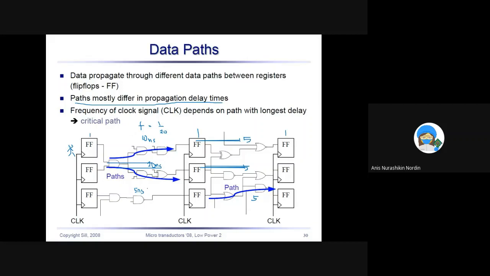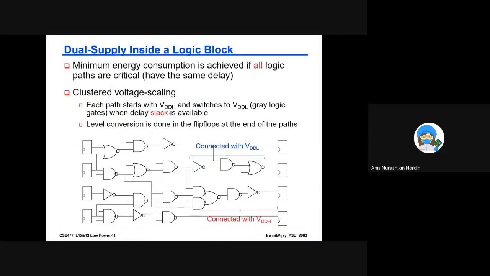So even though this is 5 nanoseconds, it doesn't mean that your circuit is running at F equals 1 over 5. It is not true. It will follow the longest delay. So it will follow this. So you have to help this critical path so that your overall chip speed will become faster. Okay, so how do you help them? You are going to use different voltage supplies.